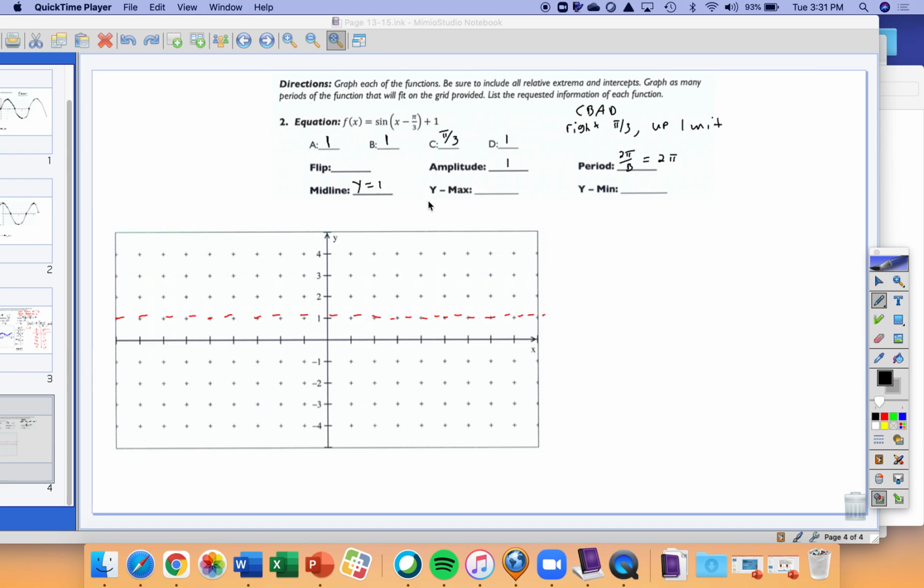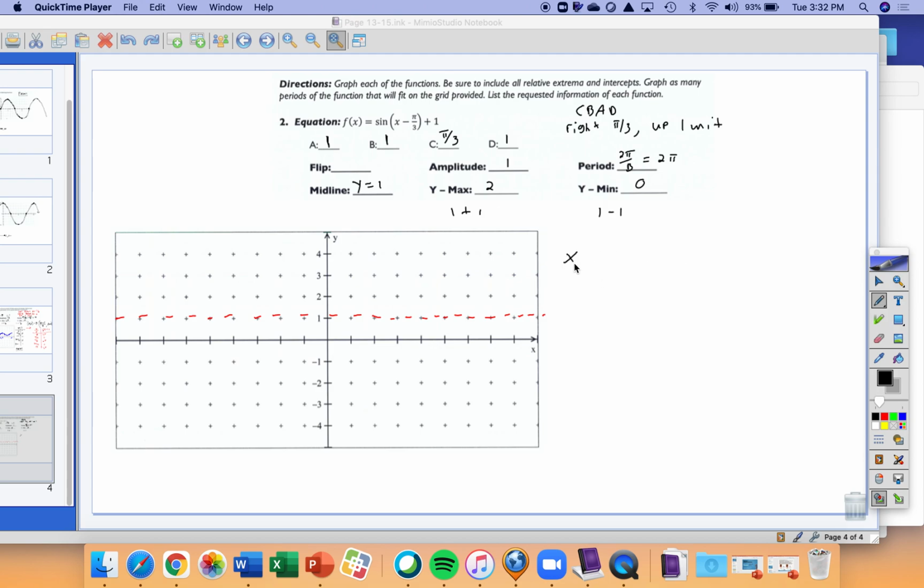The y max, well, since this graph is shifted up 1 unit, the midline is at 1. With our amplitude being 1, that means I go 1 unit above and 1 unit below the midline. So 1 unit above the midline is 1 plus 1, so that's 2. 1 unit below the midline, 1 minus 1, is 0. So I'm going to center on the midline, and I'm going to go up 1 unit and down 1 unit because my amplitude is 1.